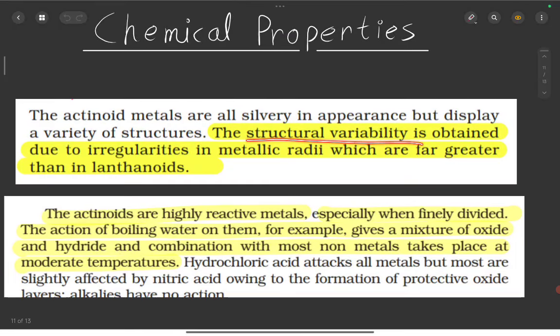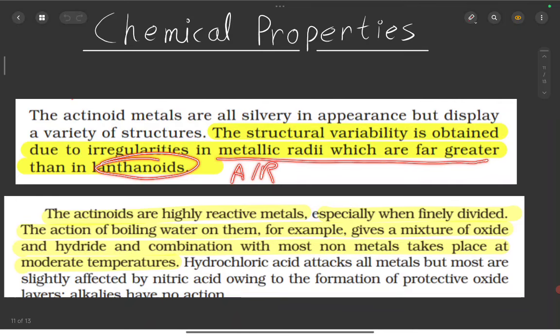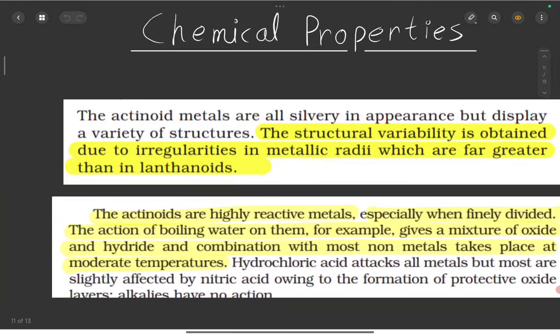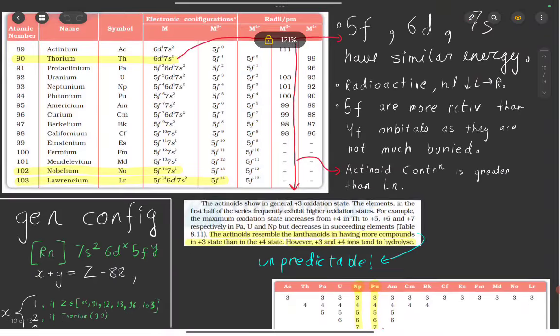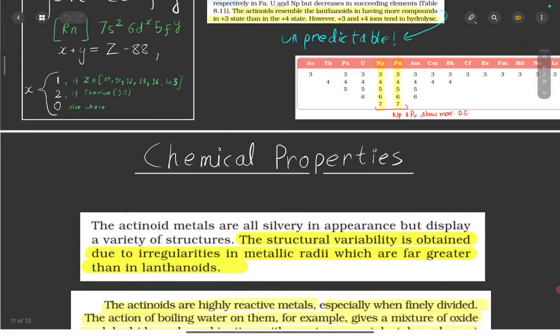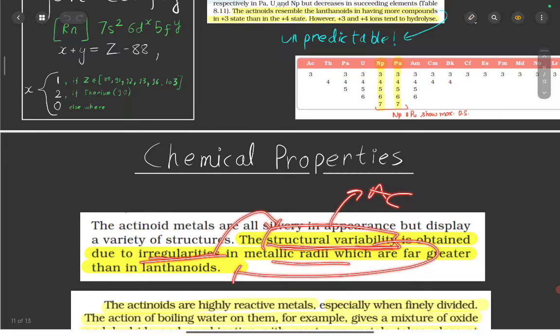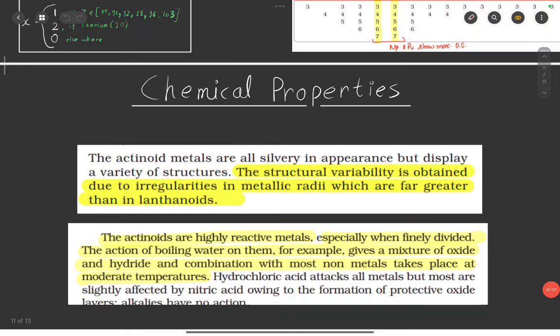Why do they have structural variability? This can come in assertion reason. This is because of the irregularities in their metallic radii, which are far greater than that in lanthanoids. Like we stated here, actinoid contraction is greater than lanthanoid contraction. So this irregularity leads to a lot of different crystal lattices in which actinoids can exist, and hence their structural variety is greater than that observed in the lanthanoids.